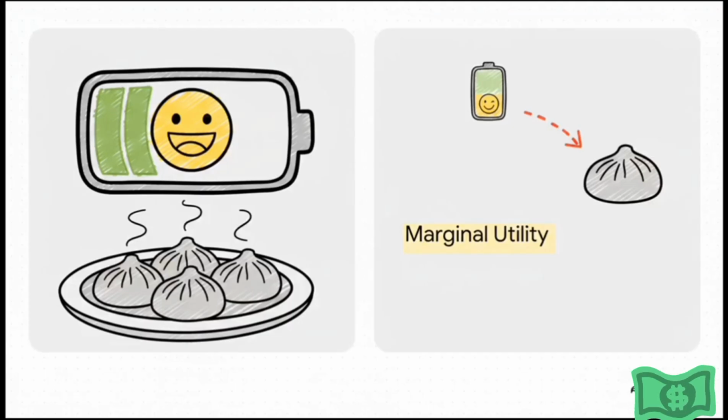Now, with this idea of utils, we have to understand two key terms: total utility and marginal utility. Total utility, or TU, is pretty straightforward. It's the total satisfaction you get from consuming everything. So if you eat 3 momos, the TU is your satisfaction from all 3 of them put together. But marginal utility, or MU, is the extra satisfaction you get from consuming just one more unit. It's the boost you got from that third momo specifically. Just remember, MU is all about that one additional unit.